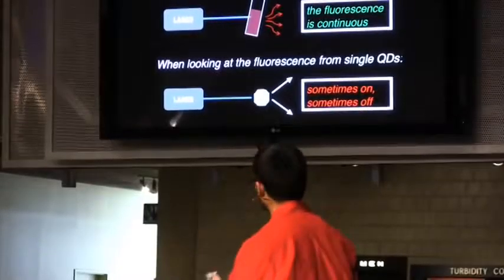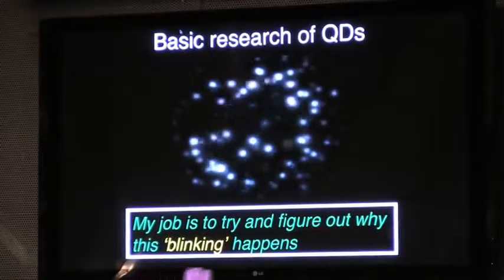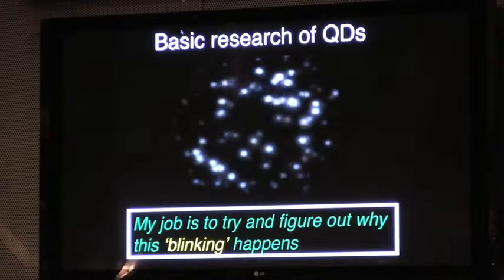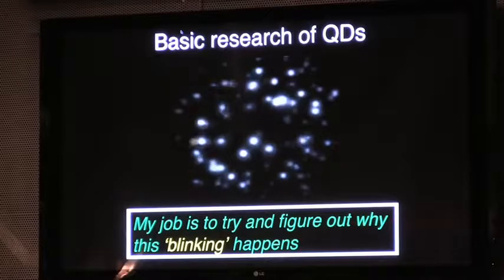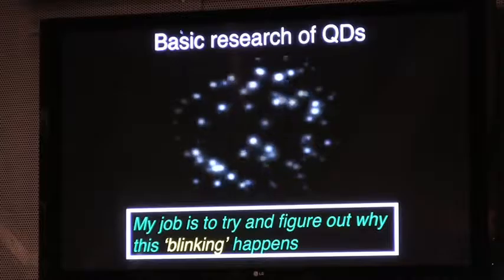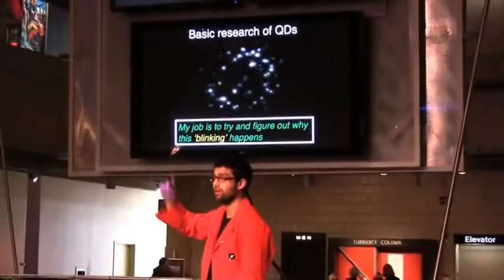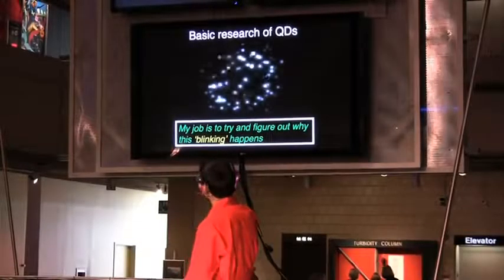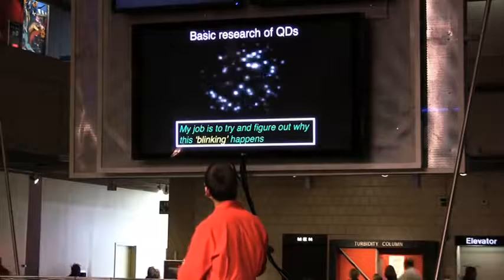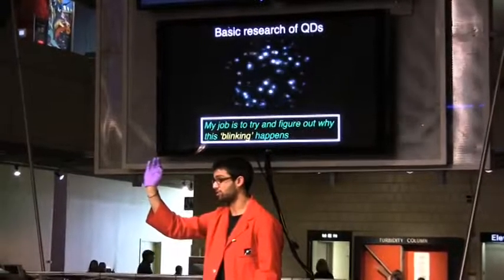To demonstrate this, I have a little video which shows what I'm talking about. Here, all these blinking pictures are individual quantum dots. They're single crystals. When I look at each of them one by one, I see that they're going on and off, kind of like turning a light switch on and off. And it's very interesting because at the end of the day, my job is to try and understand why this blinking occurs when I look at a single nanocrystal.